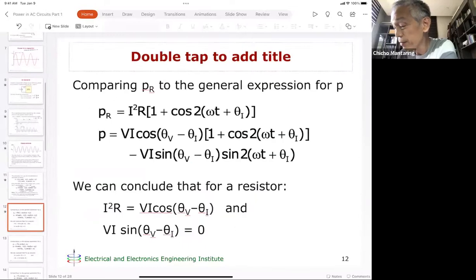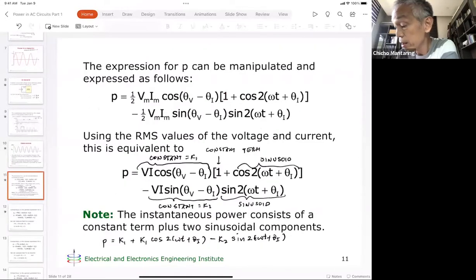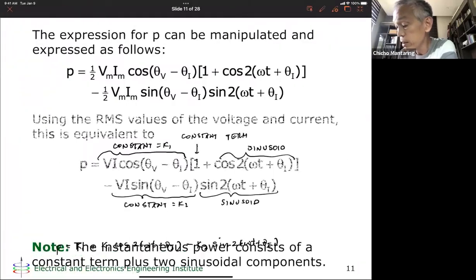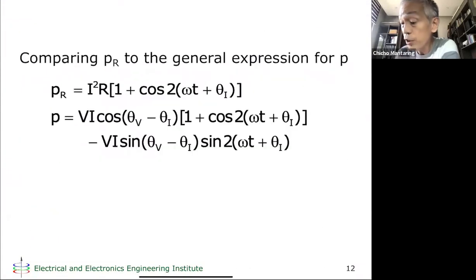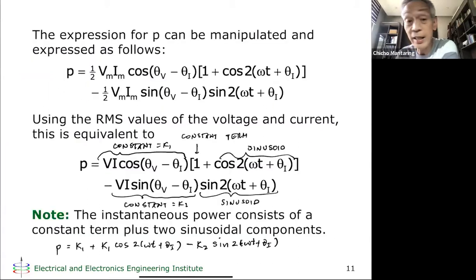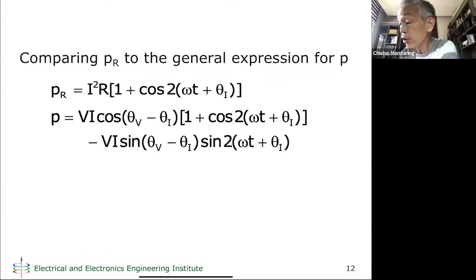So again, let me go back to, saan na ba tayo? Yeah, so we were here, no? Okay. So this is my expression for P of R. This is my expression for P that I just derived, that I presented here in the previous slide. Ito yun, no? So let's compare these two.